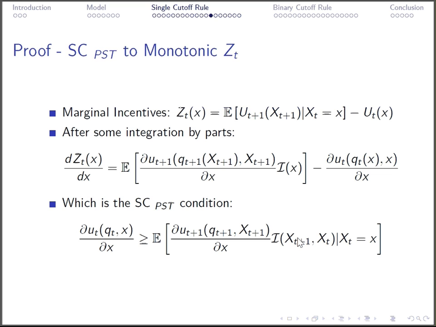The marginal incentive is basically, I'm restating that marginal incentive. After some integration by parts, we get this derivative being exactly the same as the difference of these two. The single crossing condition just says this one part is larger than the other part. So we know that this derivative is smaller or equal to 0 if and only if that condition holds. Then we show that basically they are equivalent. So the single crossing condition is just equivalent to the marginal incentives being increasing or decreasing, whatever that is.